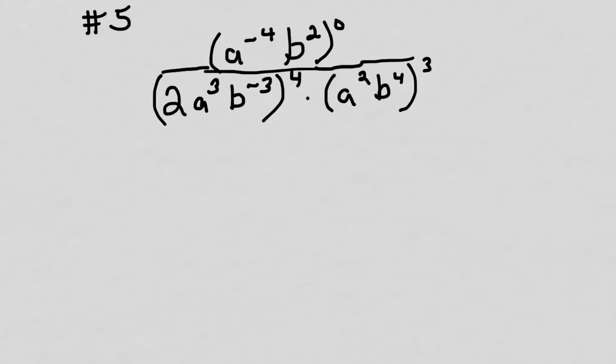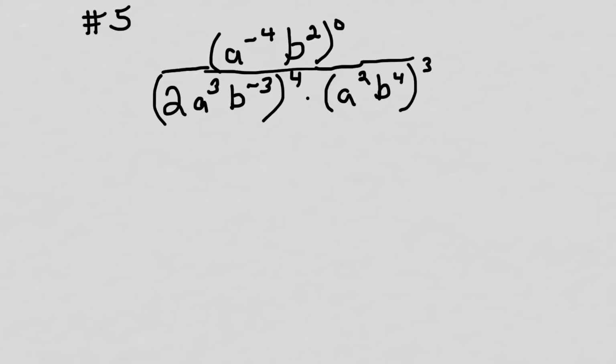All right, number 5, we got a pretty big problem here. This would probably be the extent of the complexity for the test, but there are some shortcuts in this. So you can expect a problem probably to this degree on the test. All right, let's start with this one. Let's start at the top. Let's start at the numerator.